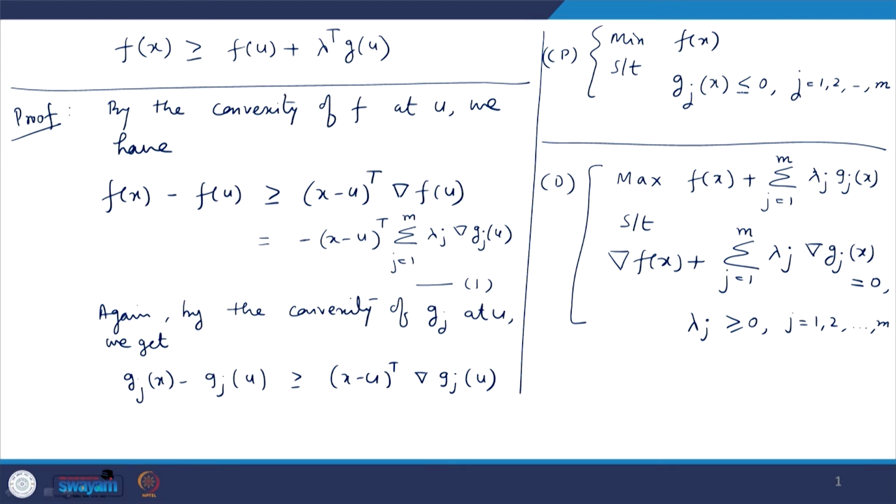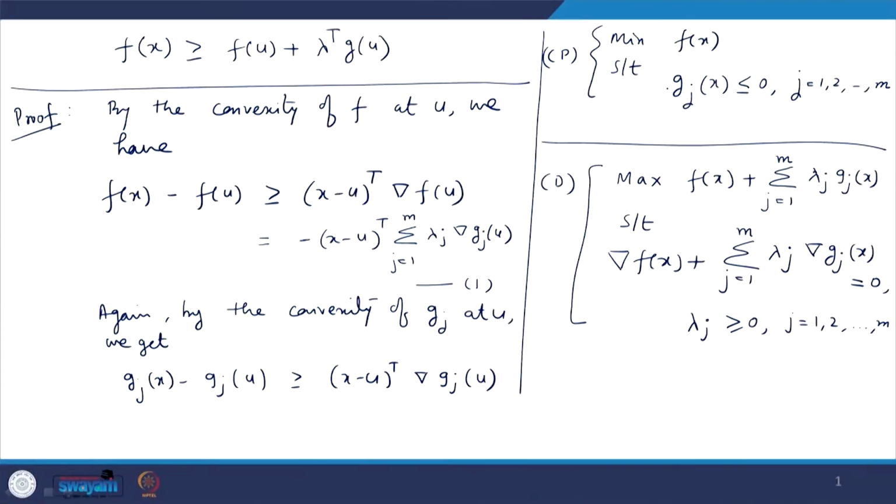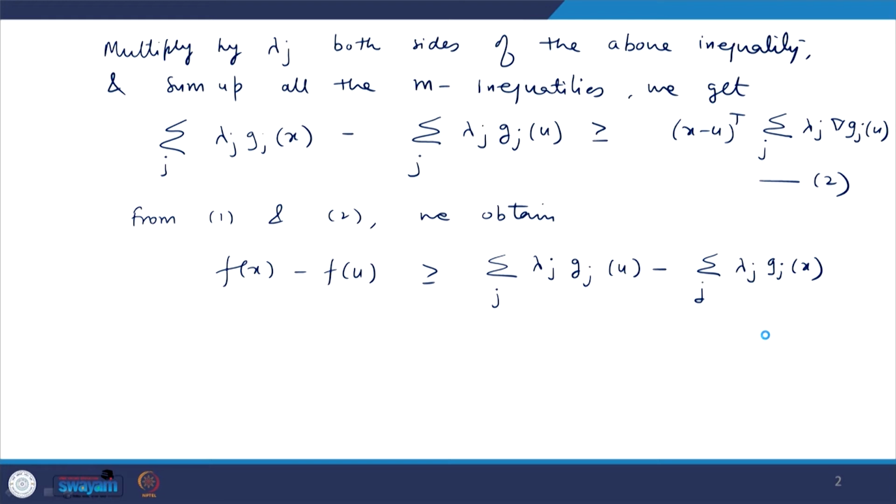So, g j x will be less than or equal to 0 for every j, okay. So, negative of g j will be greater than or equal to 0 for all j and lambda j's are non-negative. So, from this we will obtain that this quantity with negative sign is greater than or equal to 0. So, that means it is greater than or equal to lambda j g j u plus 0, okay, because this is less than or equal to 0 for every j and lambda j's are non-negative. So, when you multiply and sum it up for all j, this quantity will be less than or equal to 0, with negative it will be greater than or equal to 0.